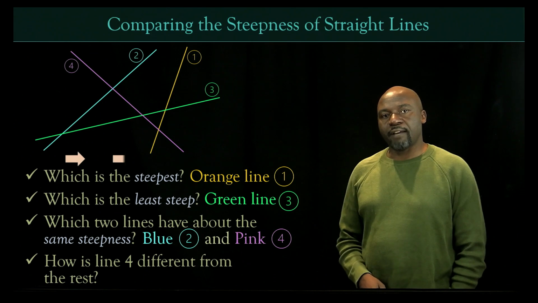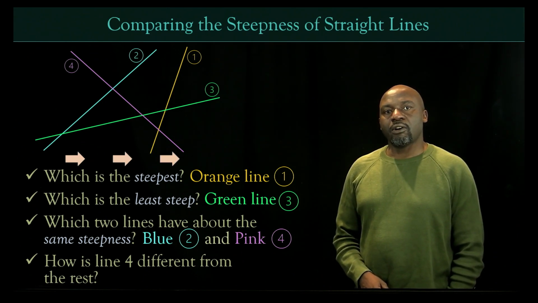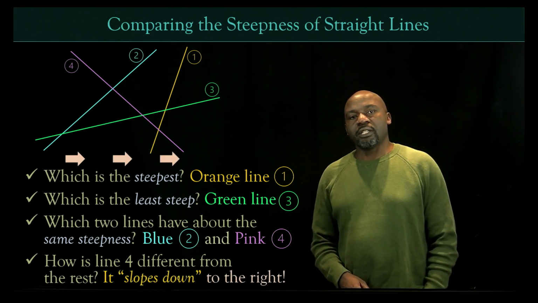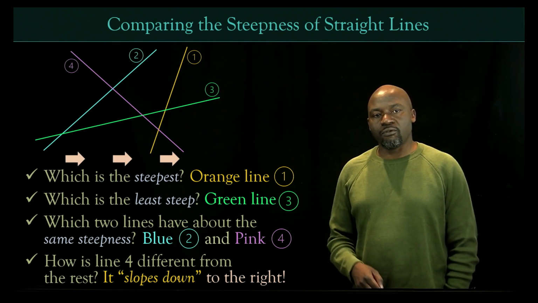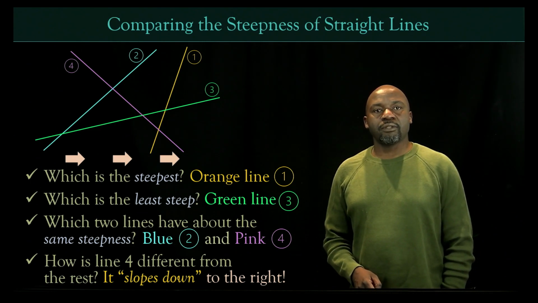So as we move towards the left like that, you can see that on line number 4, it's the only case where the line slopes downwards as you move to the right. Okay, let's move on there now.